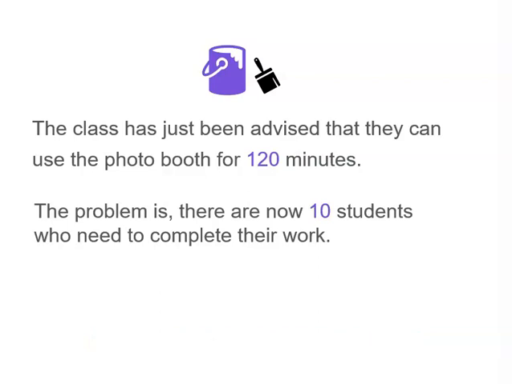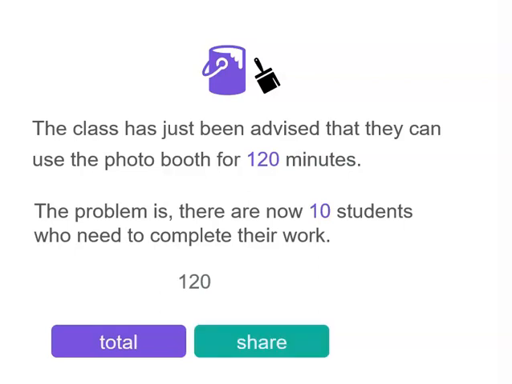This time we actually know the total number of minutes. The teacher booked that amount, so that's what they have now to work with. They can't change it. We've got 120 minutes, and we actually need to share that now among our 10 students. So this time we need to divide. We've got the total, and we're dividing into groups.